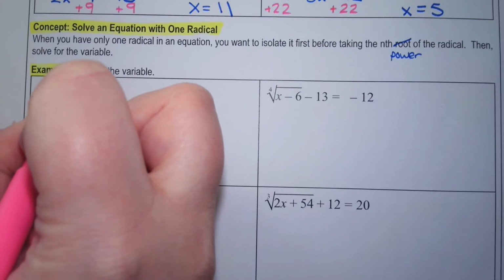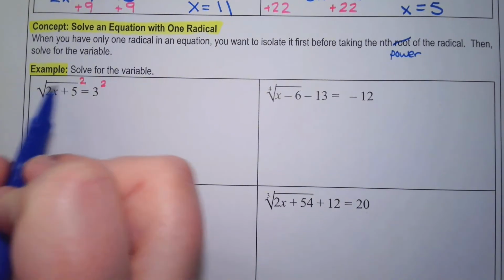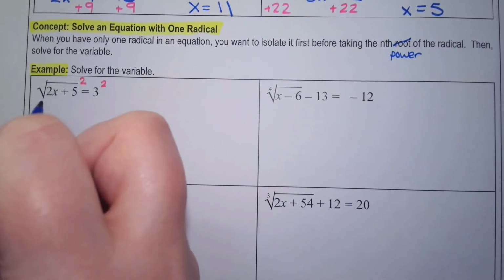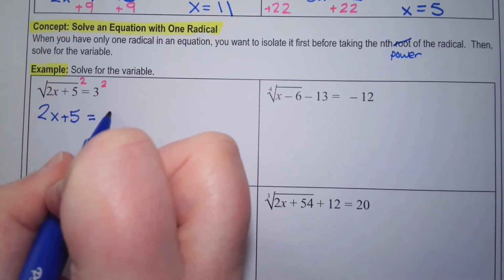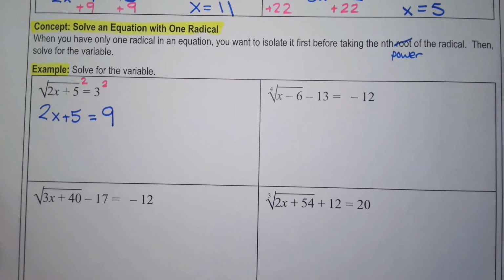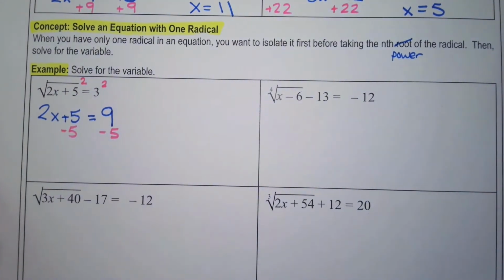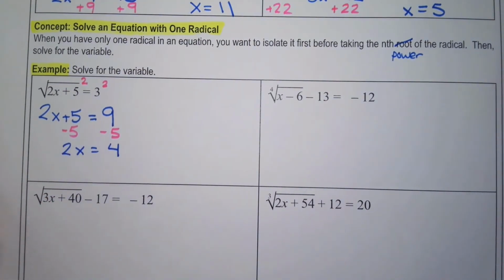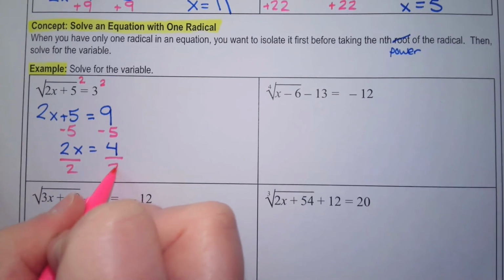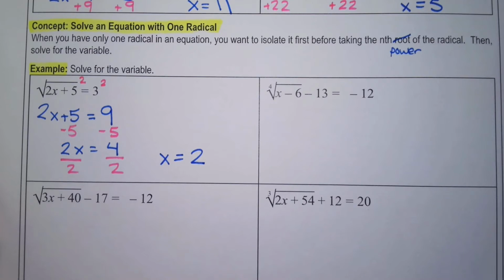So to start, square both sides. Take the power of 2 to each side. The square root and the square will cancel out. So we're left with 2x plus 5 is equal to 3 squared is 9. Now we just solve for x. Subtract 5. 2x is equal to 4. Divide by 2. X is equal to 2.